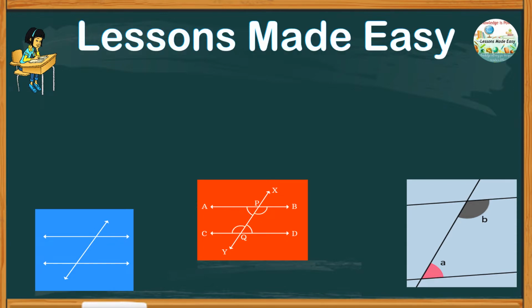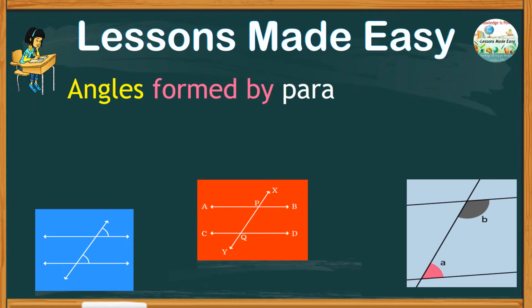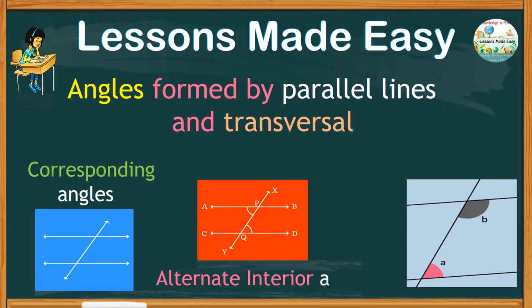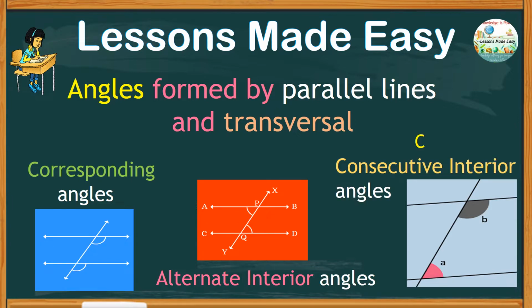Today, we will talk about angles formed by parallel lines and transversal. These angles include corresponding angles, alternate interior angles, and consecutive interior angles, or what you call co-interior angles. So stay with me until the end of this video.